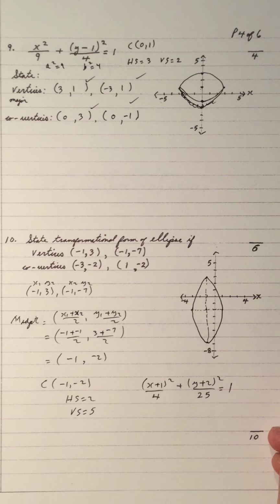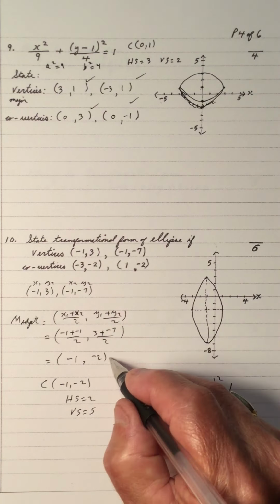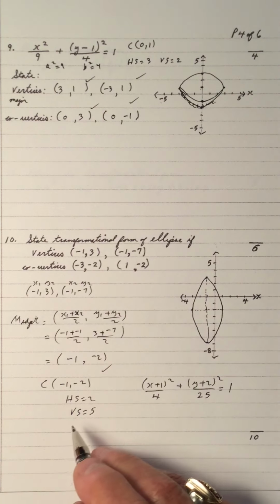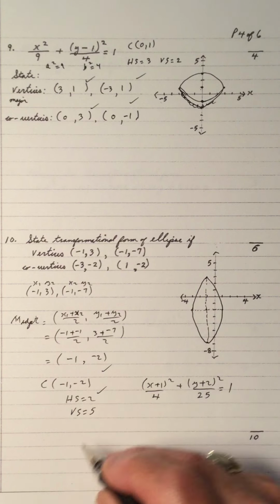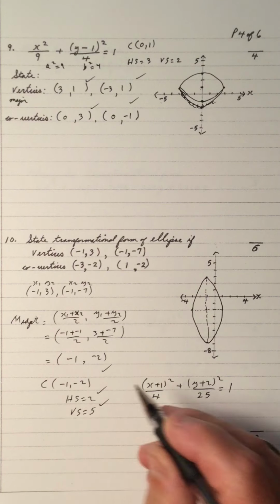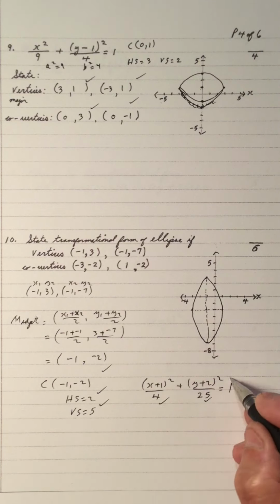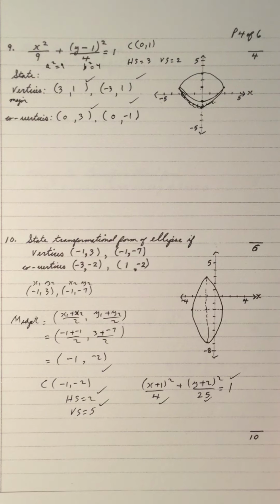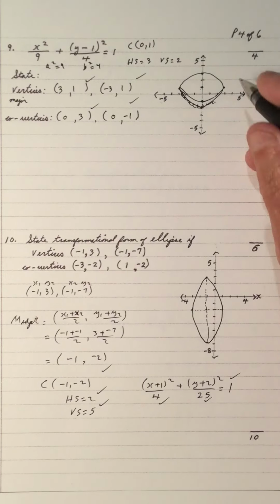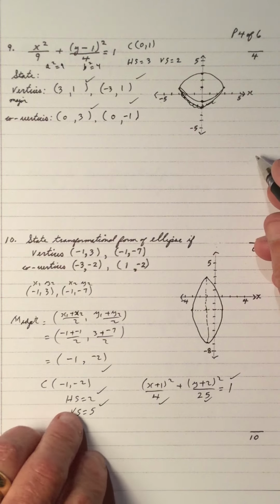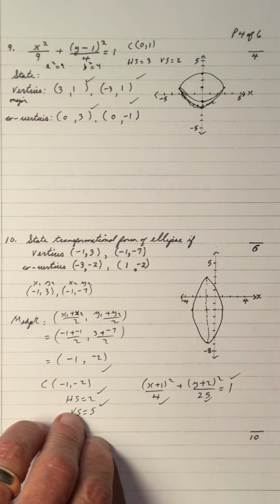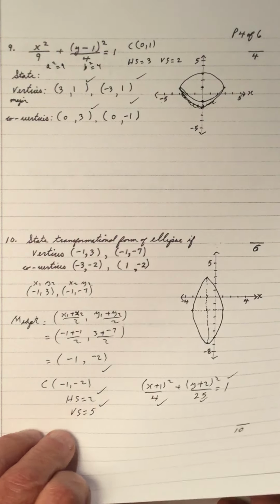And we have 6 marks. So if you have the midpoint, which is the center, you get a mark. If you have the horizontal stretch, you get a mark. If you have the vertical stretch of 5, you get a mark. If you have this part of the equation correct and this part correct and equal to 1, 6 marks in total. And if you have 4 for number 9, 6 for number 10, 10 total.